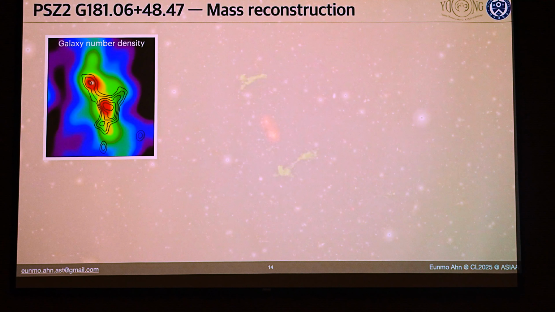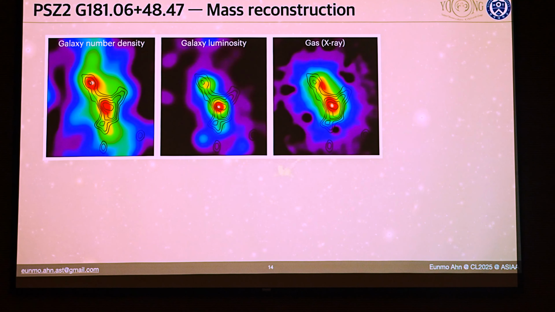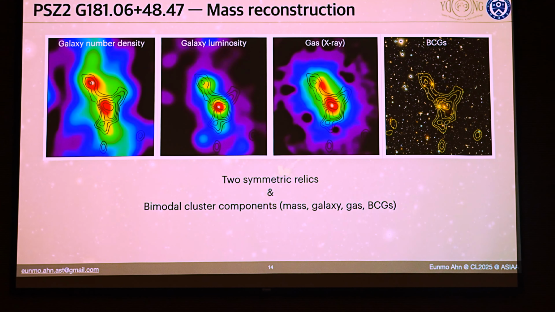Okay, so now we have reconstructed the projected mass map of this cluster. Then let's compare it with other cluster components, such as the galaxy number density and the galaxy luminosity map observed in R band, and the gas distribution traced by the X-ray emission, and finally with the BCGs. So as you can see, first there are two symmetric radio relics, and all of the cluster components, including the mass, galaxies, gas and BCGs, are all showing a bimodal distribution.